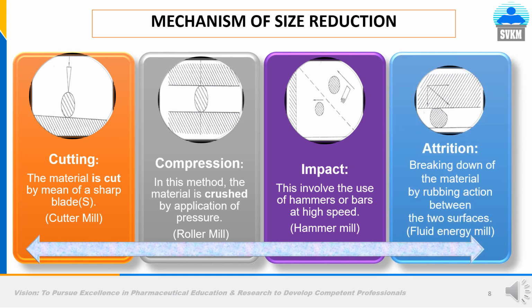And the last mechanism is attrition. Attrition is the breaking down of the material by rubbing action between two surfaces. For example, when two particles interact with each other, due to the friction, the surface of that particular material will be released. That is removal of the edges of that particle due to friction or rubbing action. That mechanism is called attrition. For example, fluid energy mill.